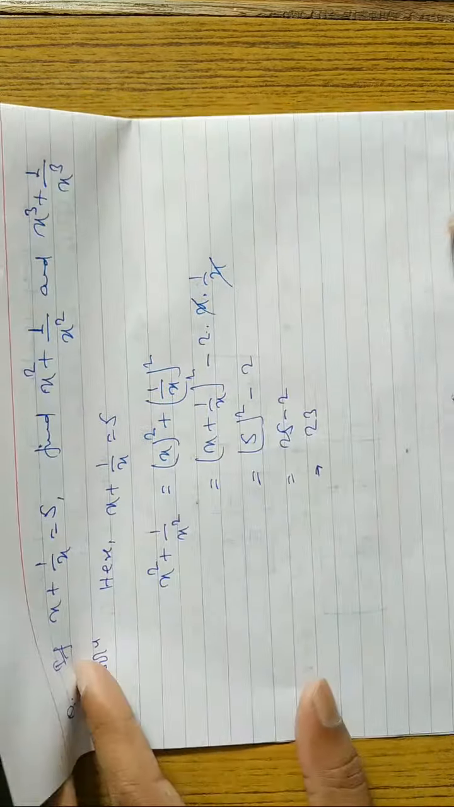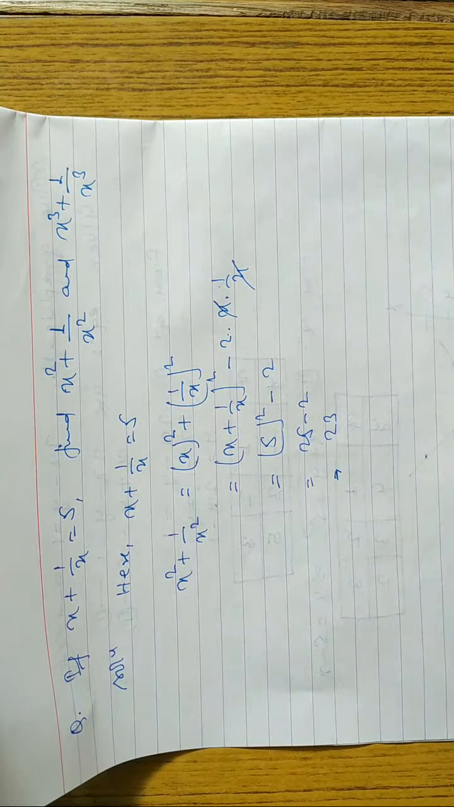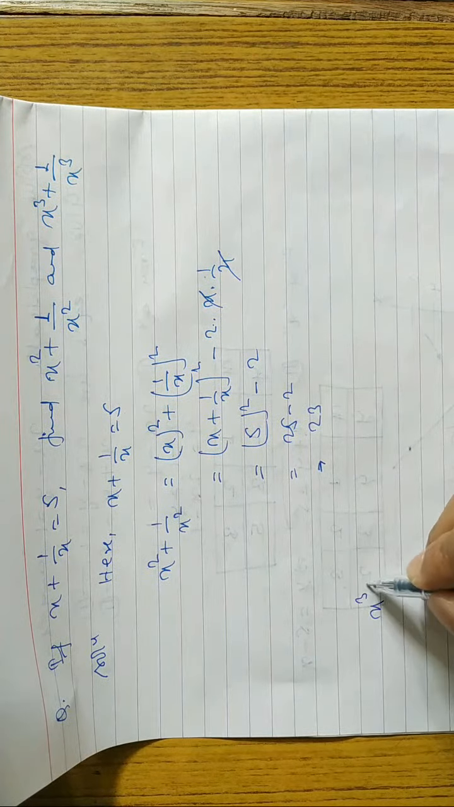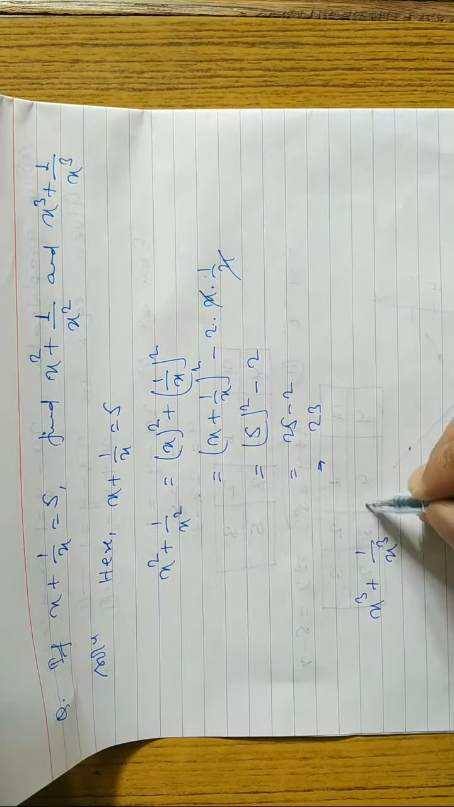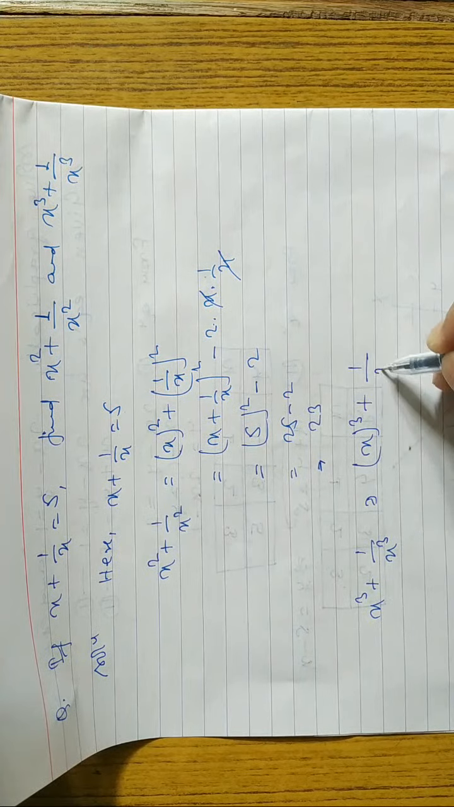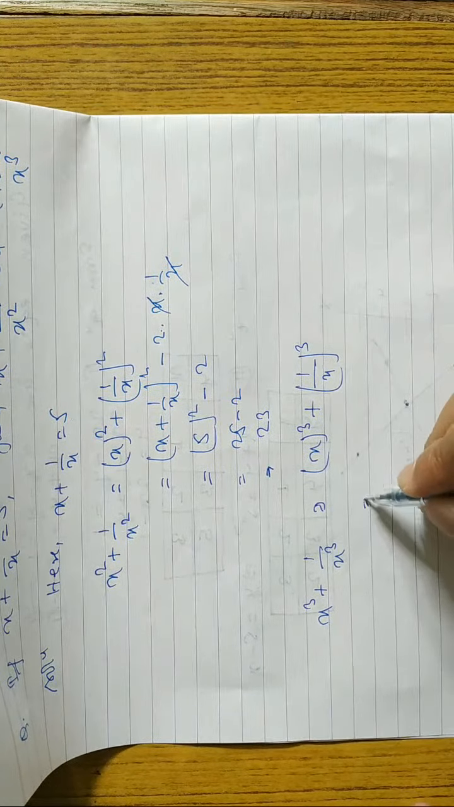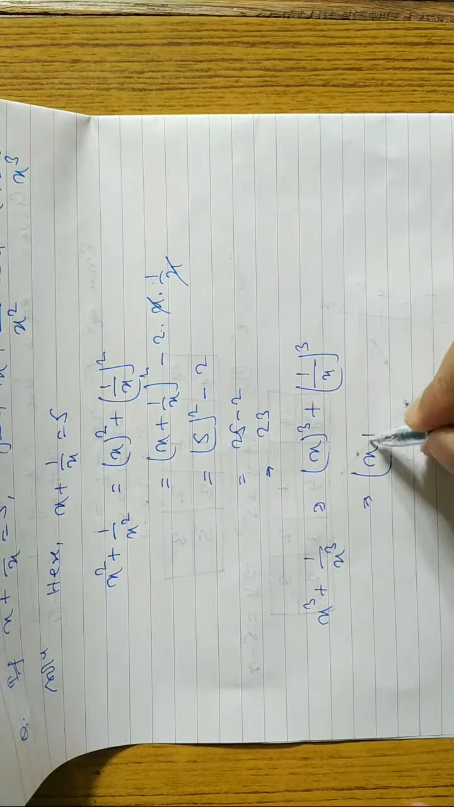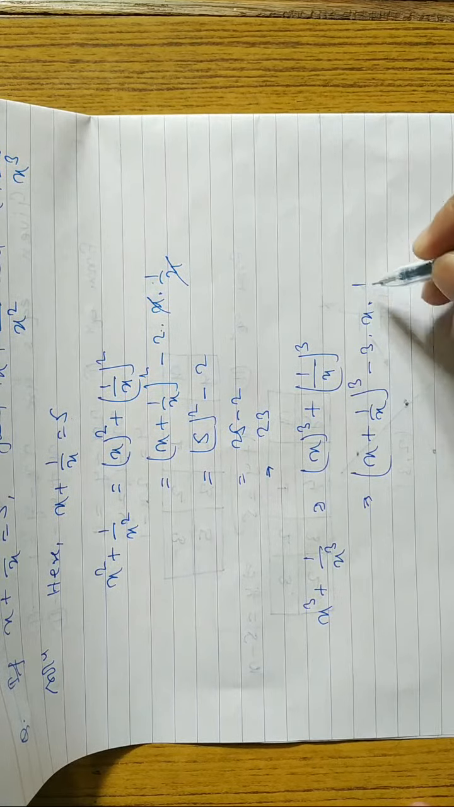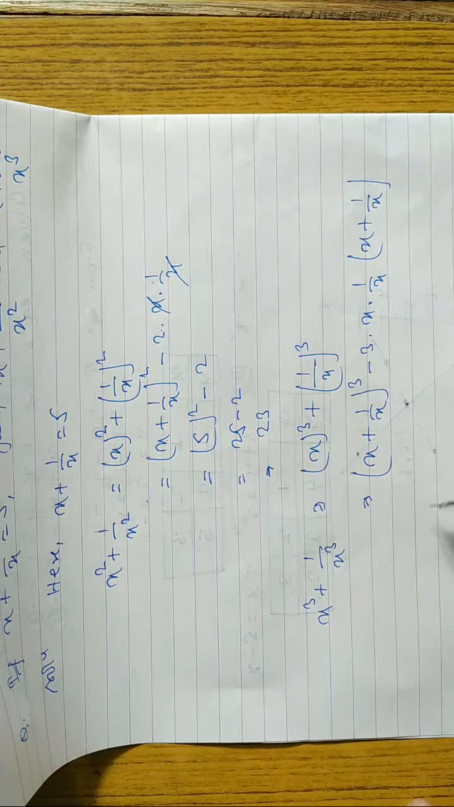Similarly, next question, what is there? x cube plus 1 by x cube is there, or a cube plus b cube we can say. First of all we have to convert this in the form of a cube plus b cube. So x plus 1 by x whole cube, a cube plus b cube. Now what is the formula of a cube plus b cube? We have to write here a plus b whole cube minus 3ab into a plus b. So x plus 1 by x.